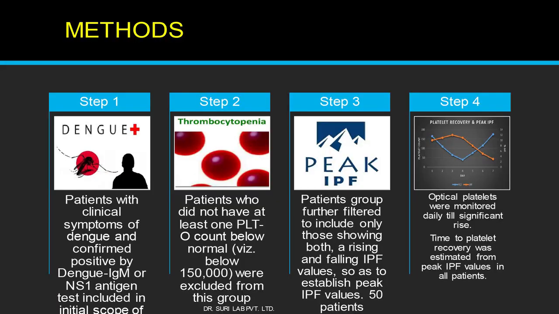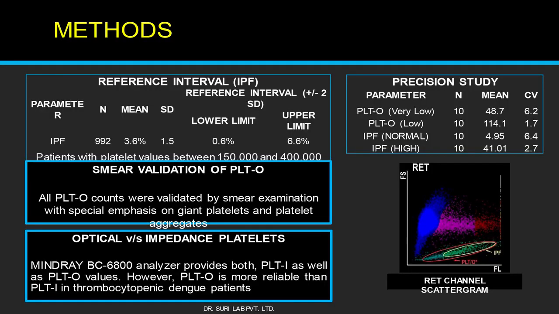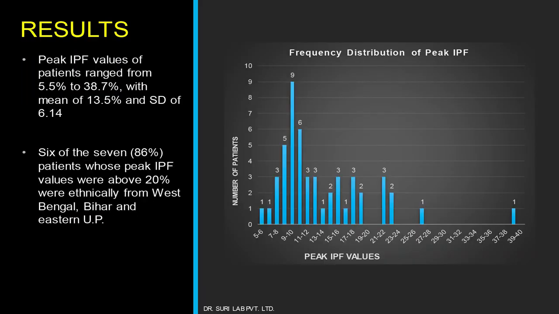Then we monitored optical platelets for these patients daily till significant rise, and time to recovery from the peak IPF values was calculated for each patient. We first established a biological reference interval for IPF, which was up to 6.6% using 992 patients. All the patients were smear validated to look for platelet aggregates or giant platelets. And we did a precision study also to look at the CV percentage. At very low normals the CV was 6.2% for optical platelets, and for IPF it was 6.4%, which was pretty robust. So these are our results.